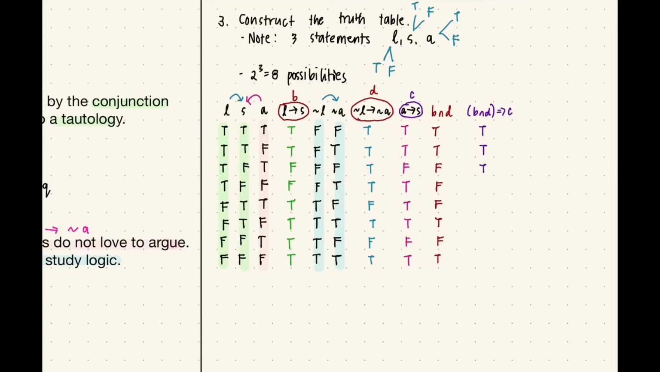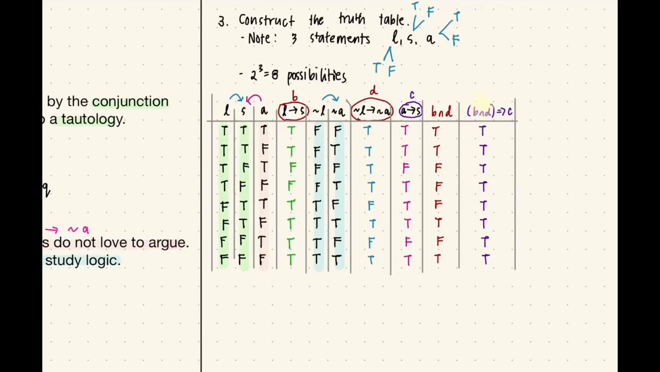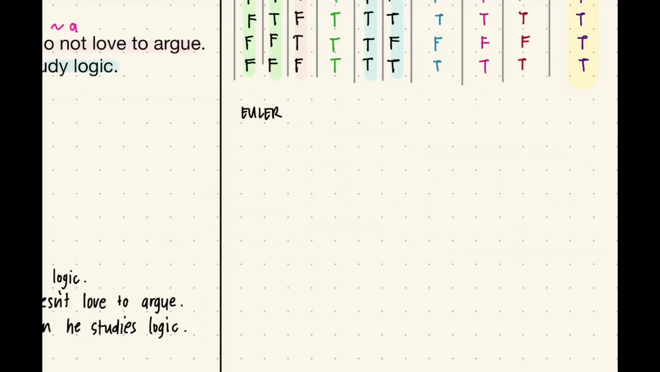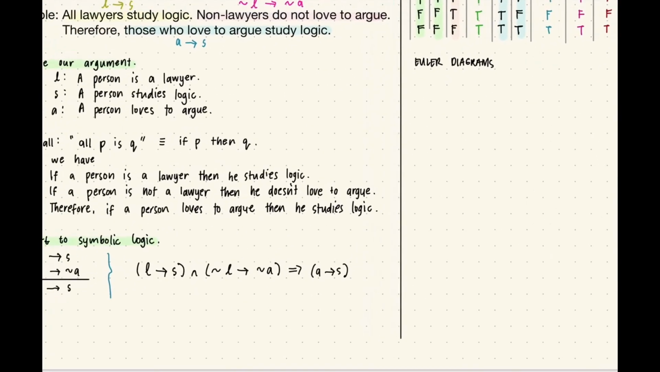Now, if you observe the truth table, we have a tautology. Don't you see? The implication has true values for all of its rows, meaning that it's a tautology. If it's a tautology, then the argument is valid. Okay, so that's how you use the truth table to determine the validity of your argument. Now let's verify this using the Euler diagram.